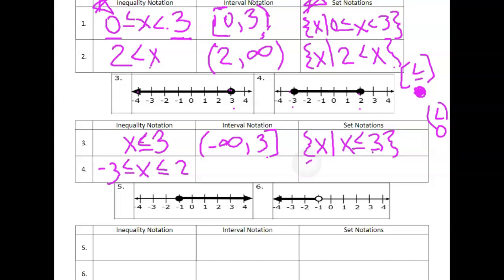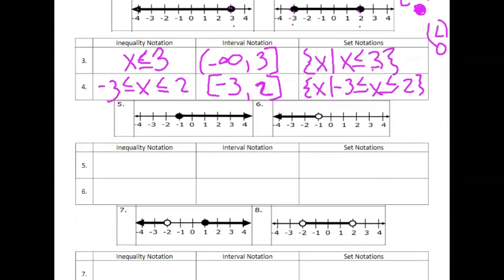My set notation: open my brace, x values such that -3 is less than or equal to x, which is less than or equal to 2, and I close my brace. So I just copied my inequality notation. And finally, my interval notation: my left boundary is -3, my right boundary is 2. Both of them are closed points, which means that I use brackets on both sides. There we go.